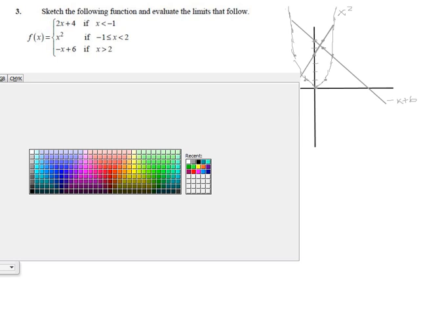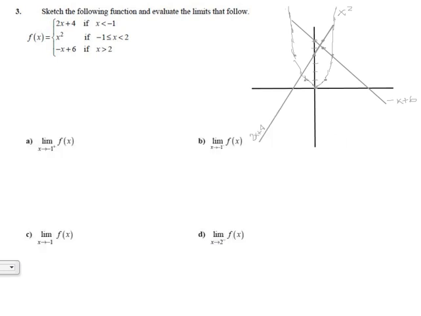I'm just going to switch colors here. They tell us our function behaves like 2x plus 4 as long as x is lower than negative 1. So we follow this line all along here. That's like negative 5, negative 4, negative 3, negative 2. At negative 1 is where we stop following this line. So I'm going to put an open circle there to show that's where the cutoff occurs.